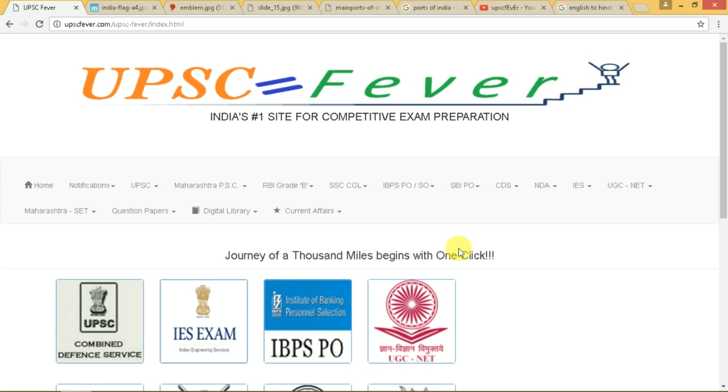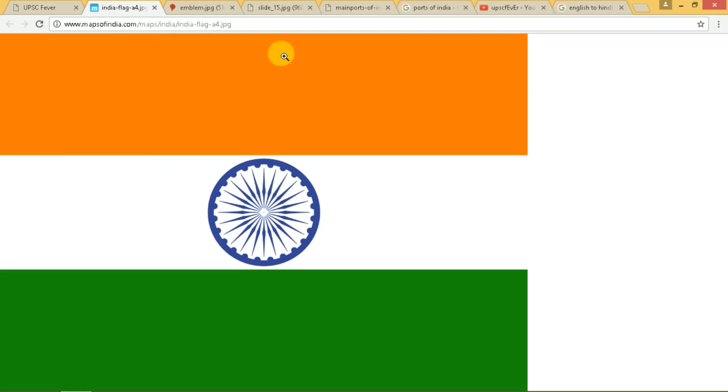So chapter number 2, national symbols. First symbol is national flag. The ratio of length to the width of the flag is 3:2. The flag design was first adopted in July 1947. You can see this is 3 and this is 2.